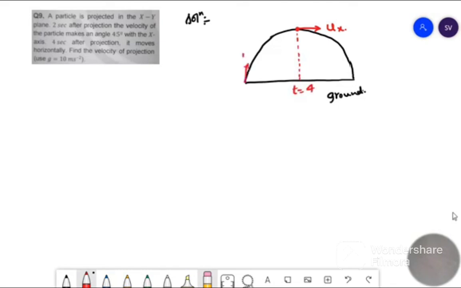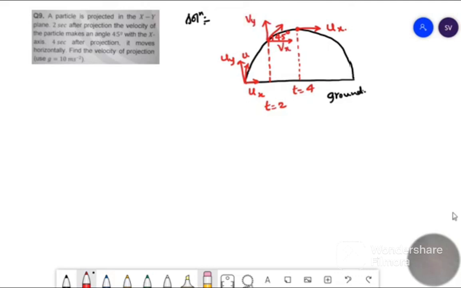Now it is projected with, let's say, u velocity. So if I resolve this, the two components will be uy and ux. These are the initial components by which the particle is being projected upwards, right? Now at t equals 2 seconds, we are given that the particle makes an angle of 45 degrees, right? So now let's say this is Vy and this is Vx, isn't it?